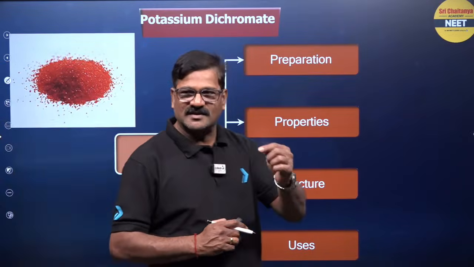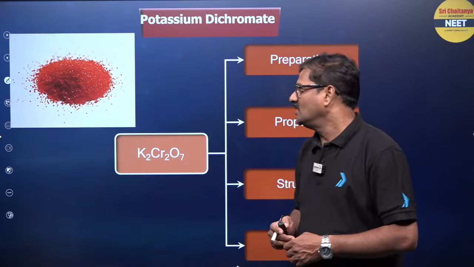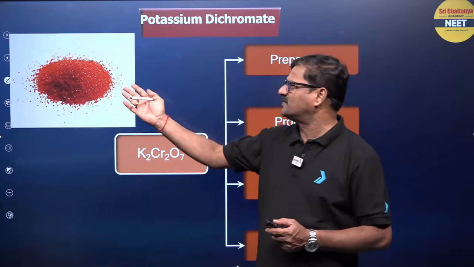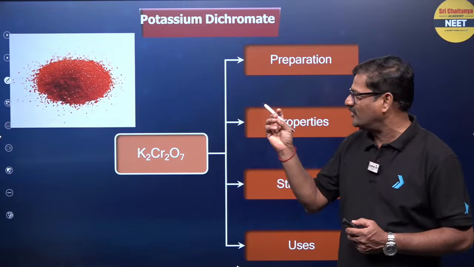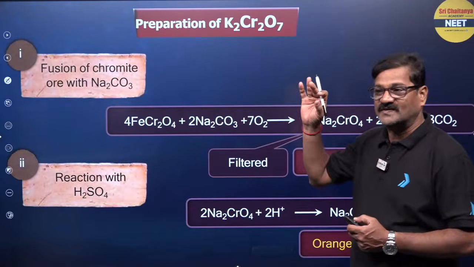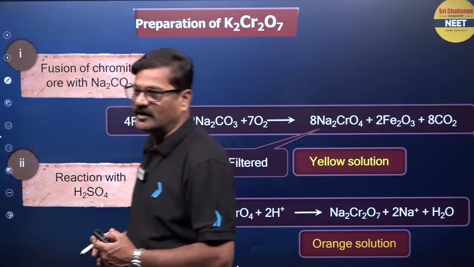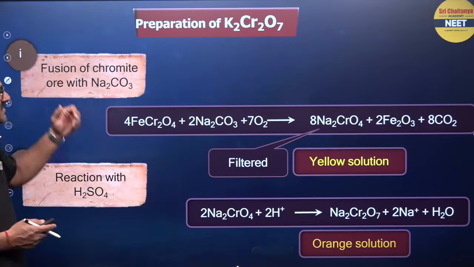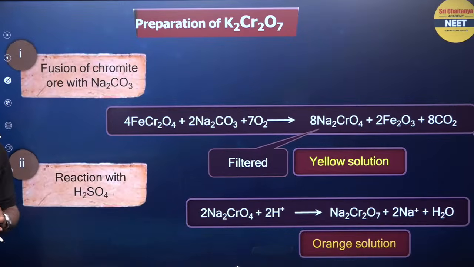I want to give you a little bit for today. Potassium dichromate is a beautiful crystalline compound. You can't take your eye away. And let us see the preparation. So, steps, very important. Steps in the preparation of K2Cr2O7.